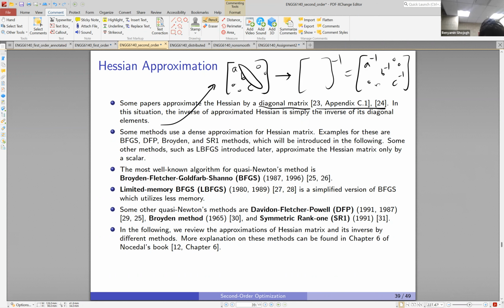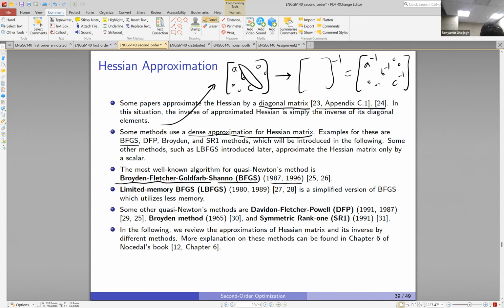Some methods use a dense approximation for the Hessian matrix, not a diagonal matrix anymore. Some examples are the BFGS algorithm, Broyden-Fletcher-Goldfarb-Shanno. This is the most famous Quasi-Newton method. It was proposed around 1987 and 1996, around those times. And these are the scientists who proposed it.